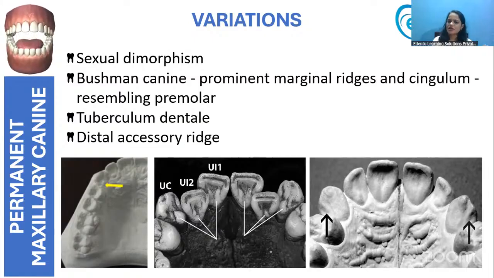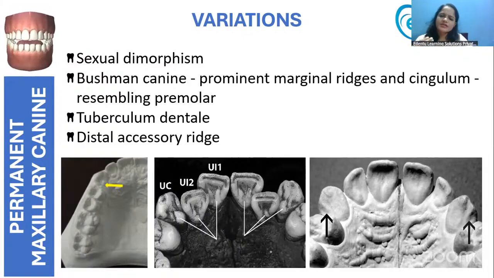Now, most of the students will write till the previous slide. But one more thing that you have to write regarding the maxillary canine, if a question on maxillary canine is asked, is about the variations. What all variations you can see in the morphology of the permanent maxillary canine should also be mentioned, because that is an extra point.